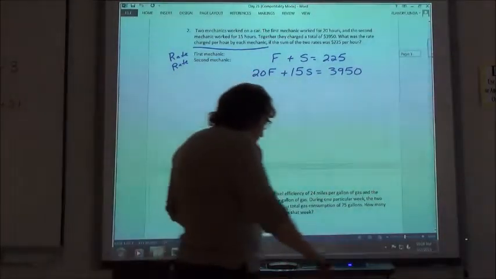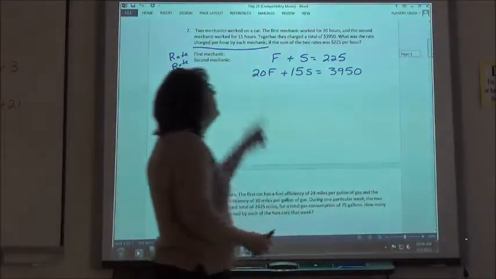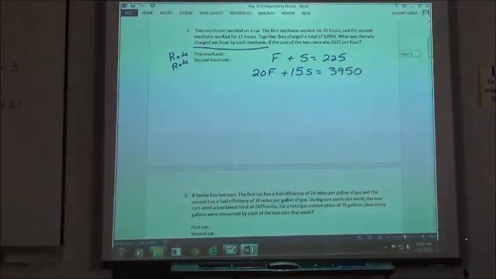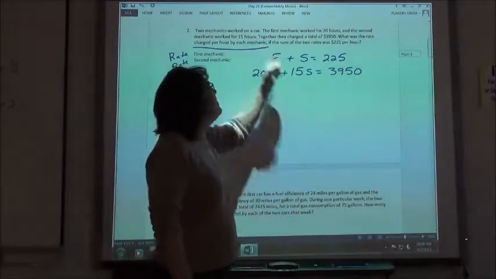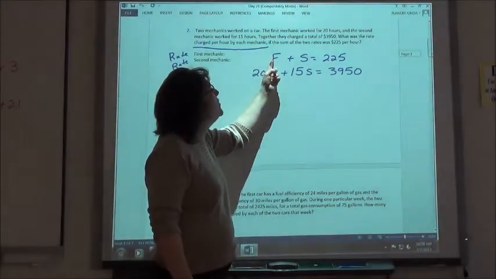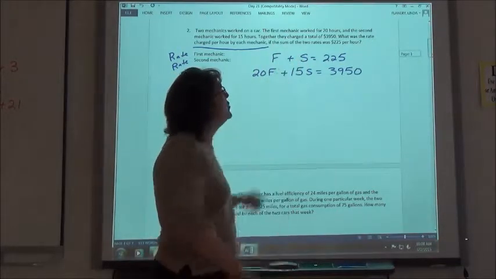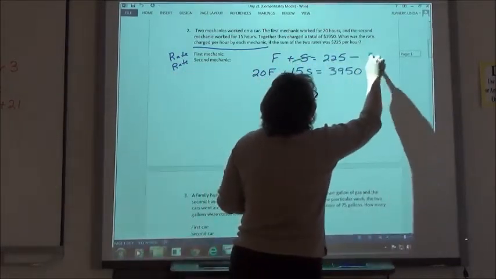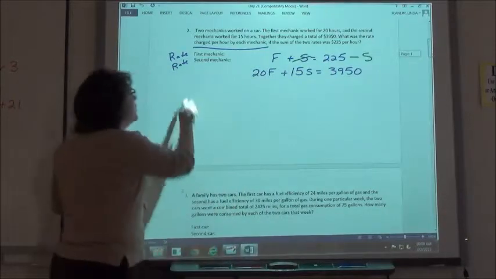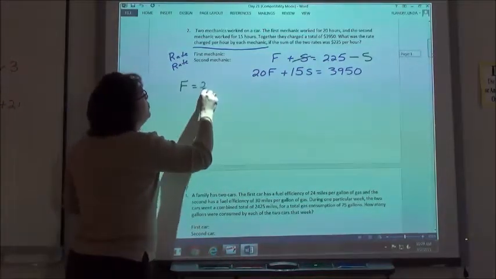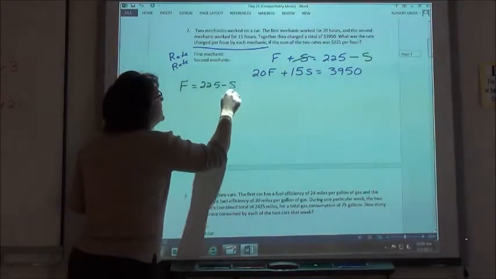Now we did the first one by the addition method. I'm going to do this one by the substitution method because some people like one way better than the other way, and we're all a little different. I'm going to go ahead and solve this equation for F. So I'm going to move the S to the other side. I'm going to minus the S. So F is going to equal 225 minus S.